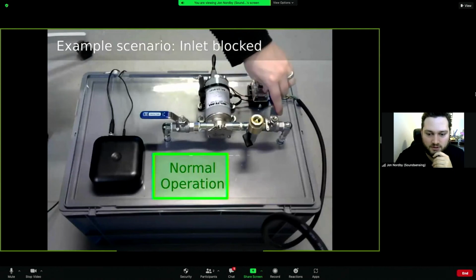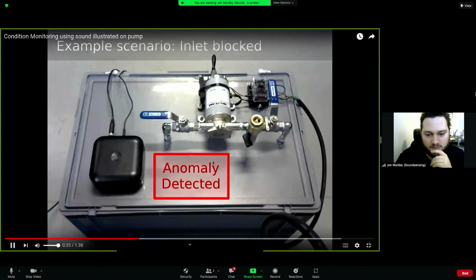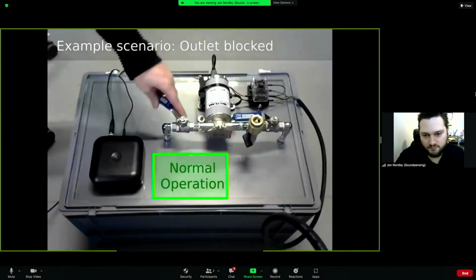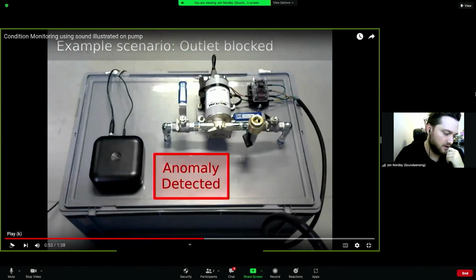Now we are introducing a fault. We can hear that the sound is relatively similar, but it drops in frequency. It has to work much harder to pump now because the inlet is blocked. And we can do the same with the outlet. Primarily, in this case, the anomaly is a shift in frequency, and a little bit of a shift in the time patterns as well, but small. And then it's detected by the sensor and we flag the anomaly.